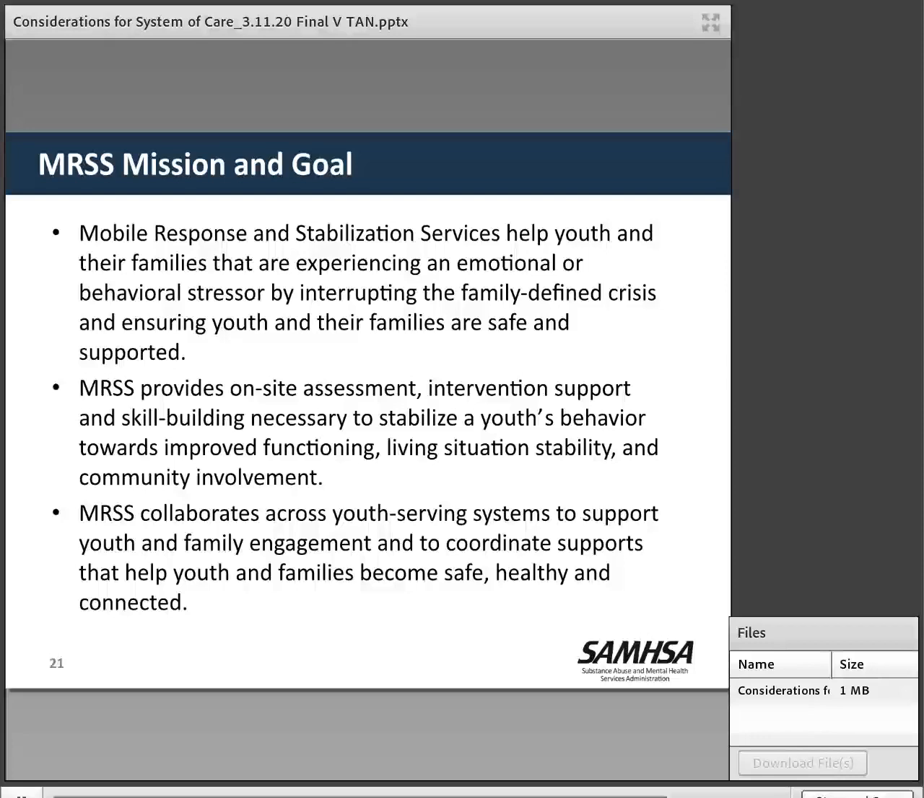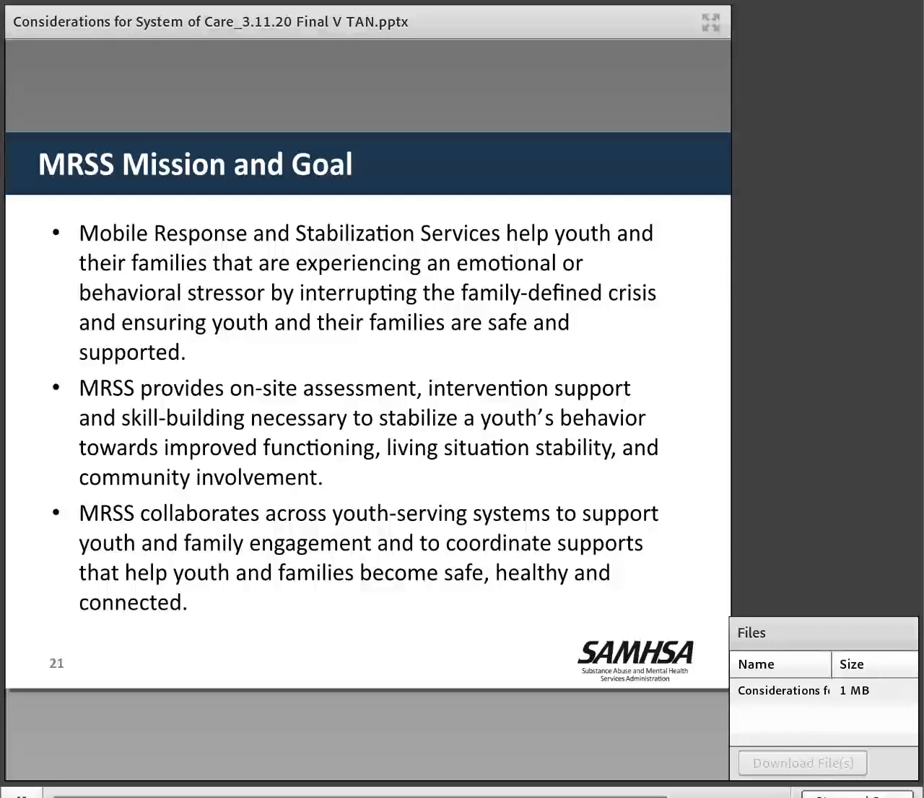And what's really important about that is not every child needs a clinical intervention in order for them to feel better and to be re-engaged in the work. Mobile response and stabilization helps sort out what children will benefit from an outpatient intervention and what children aren't quite ready for that outpatient intervention. But it allows for the reconnection and the community supports that are so important.